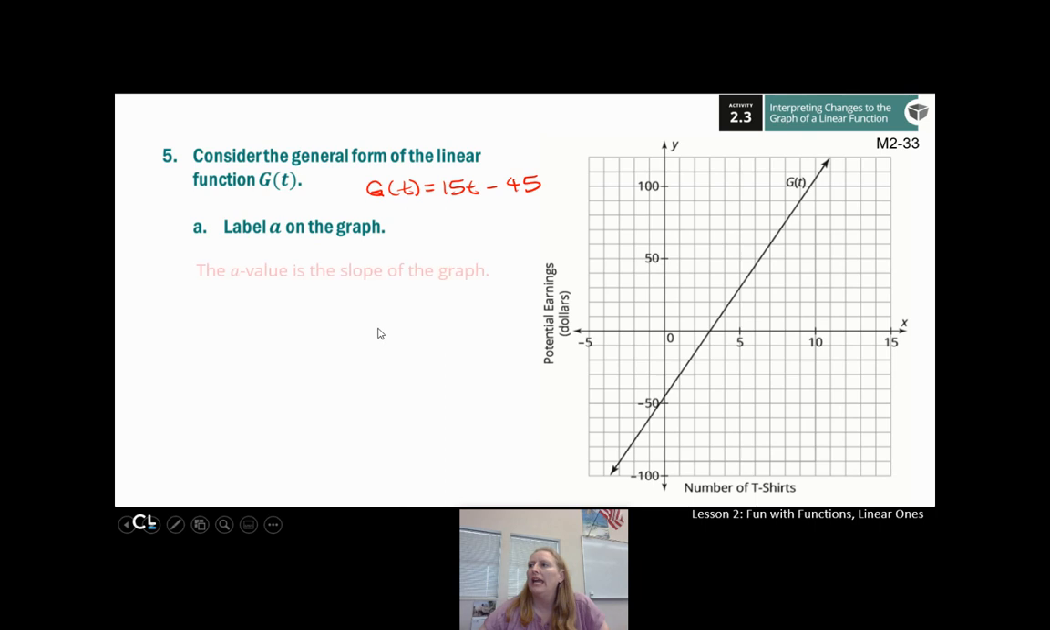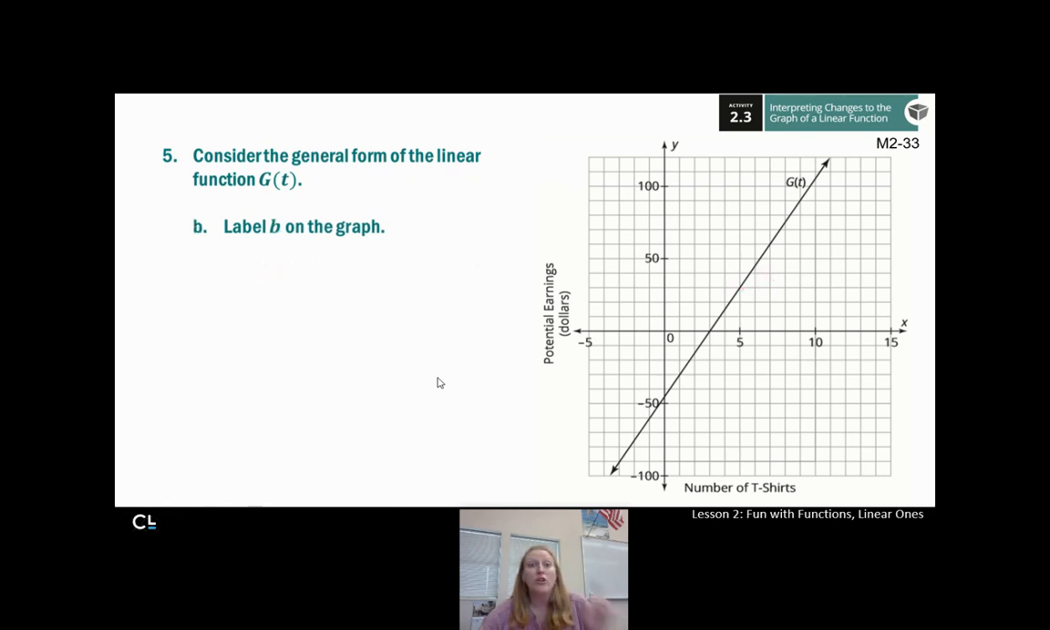So I know that A is the slope of my graph, right? I know that this 15, this is my A value, this is the slope of my graph. And so I know that's over 1 and up A. There you go. I put it on my graph. Over 1, up A. There's my A value on my graph.